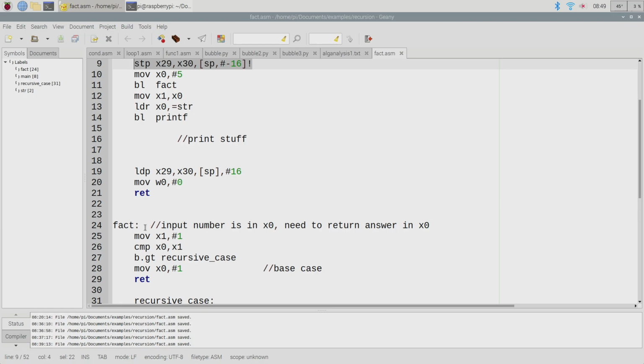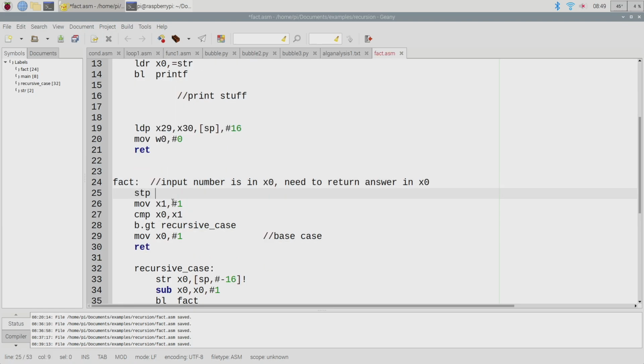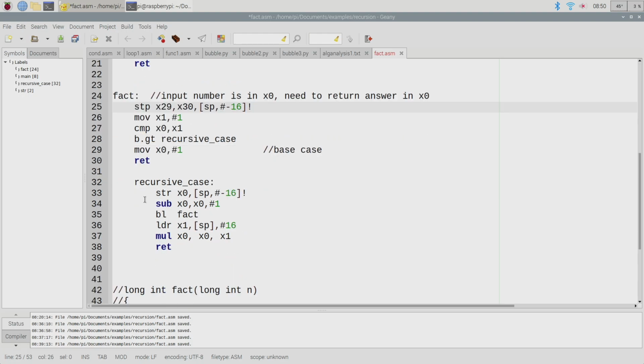Okay, so I need to add this. Okay, and then I'm going to make some additions here.